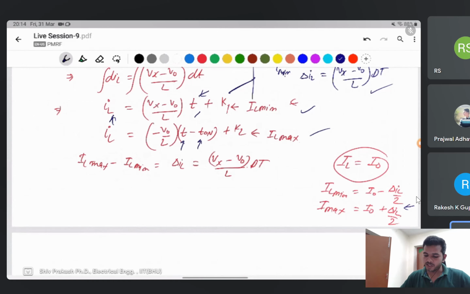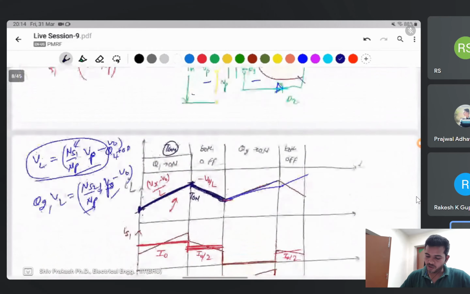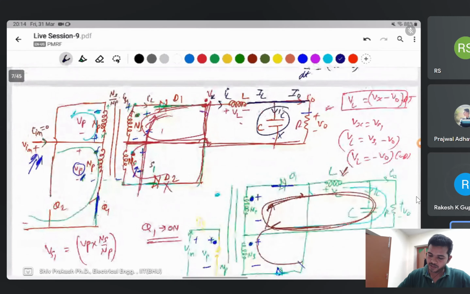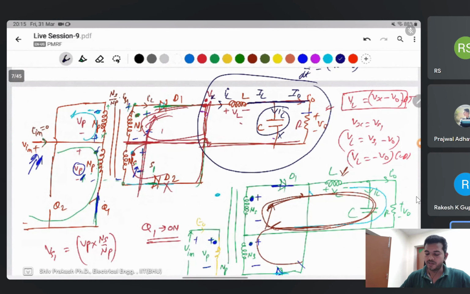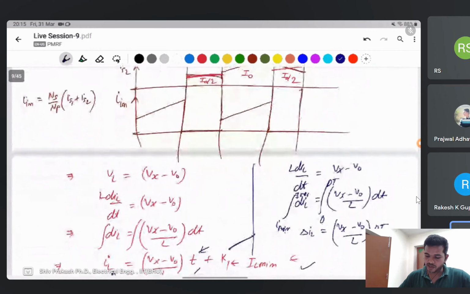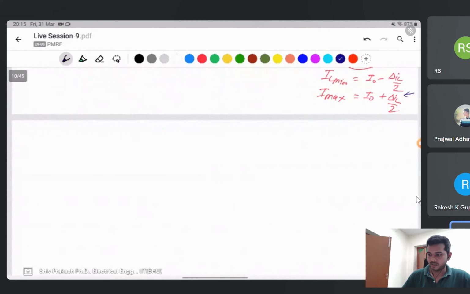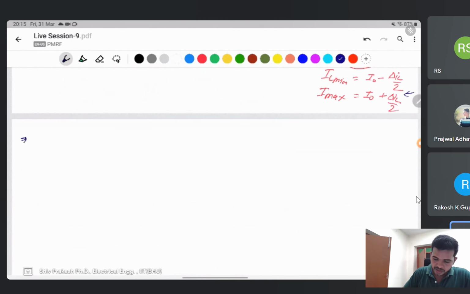The same expression occurs in the buck converter, because the whole of this part, from here to here, is a buck converter. That's why you can find it there. I already explained in the buck converter how to find the inductor current expression. But now the question is given, so we come to the point of the question.